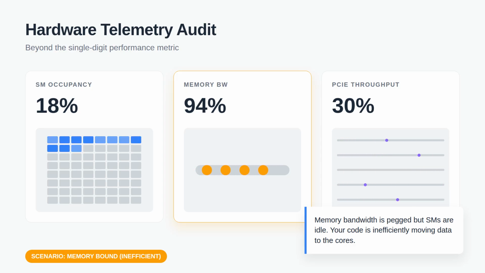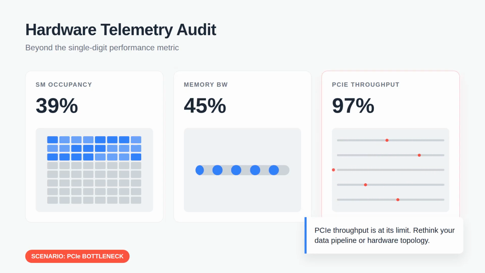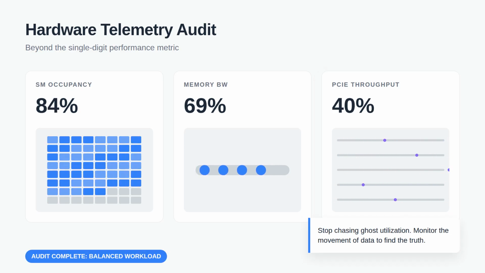The takeaway is simple: never trust a single-digit performance metric. A professional engineering audit requires looking at the movement of data, not just the speed of the processor. By monitoring these unseen bottlenecks, you can optimize your workloads to fit the actual physical constraints of your machine. You'll stop chasing ghost utilization and start getting the performance you actually paid for. Hardware reality is often messy, but the telemetry never lies if you know where to look.